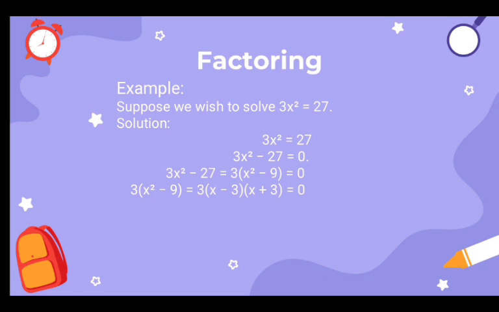If two quantities are multiplied together and the result is 0, then either or both of the quantities must be 0. So, either x minus 3 equals 0 or x plus 3 equals 0. So that x equals 3 or x equals negative 3.